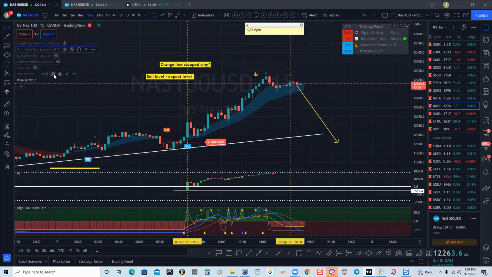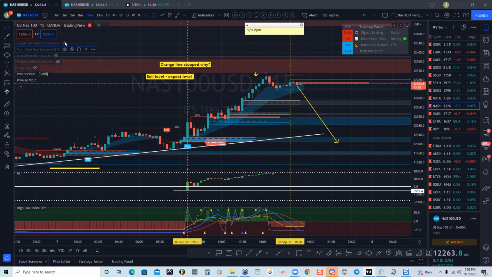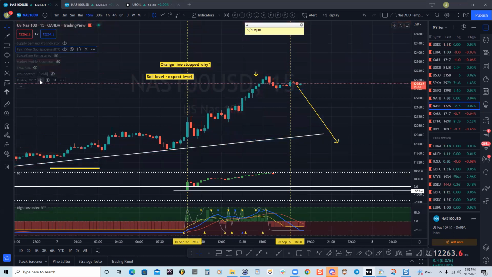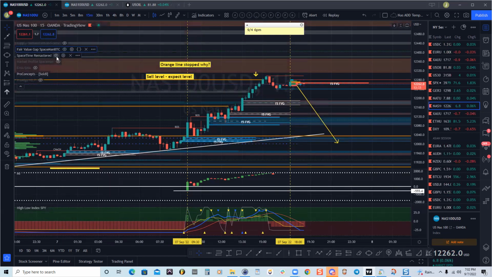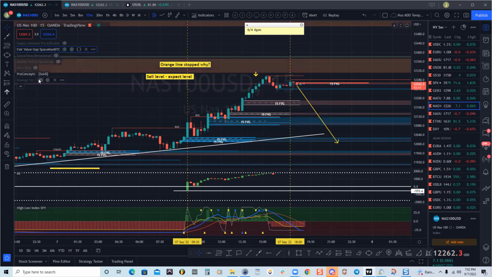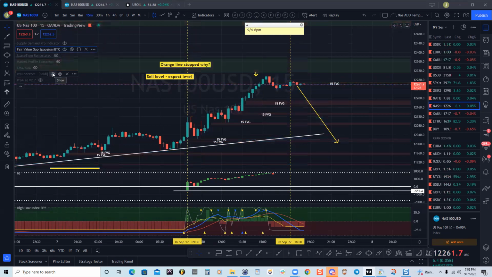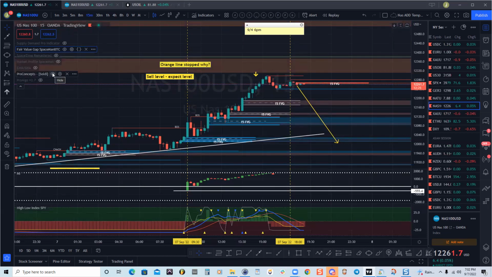Watch this. That's Pro Concepts, right? Let me close everything so I've got nothing here. Let me see if they line up. Pro Algo is that, and Pro Concepts is this, that line there. There we go, this is a fair value gap. You see how it lines right up on that? This brown and red are the same. That's the Pro Concepts resistance. See how it lines right up on that?